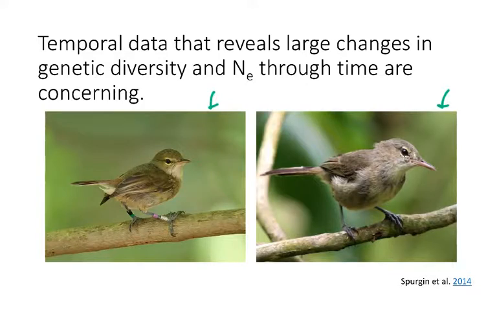But in this paper cited here, they found that throughout time, there were really big changes in diversity and effective population size, which is concerning because this indicates there was a rapid loss of genetic diversity, and the surviving genotypes might not be well suited to have the individuals survive future challenges and changes in the environment.